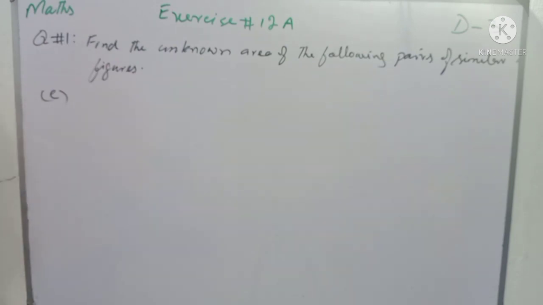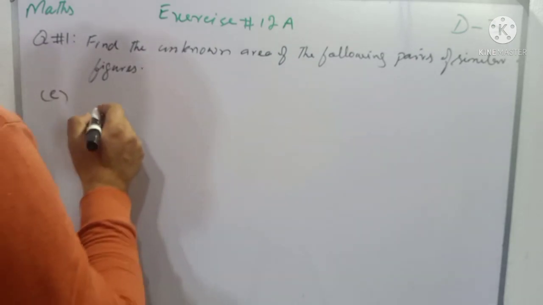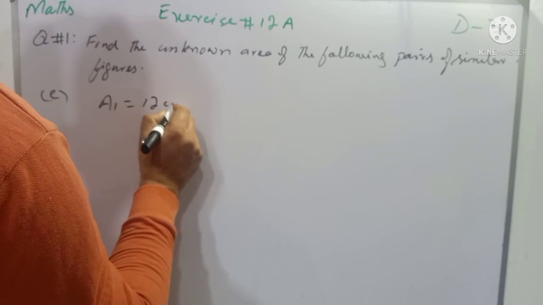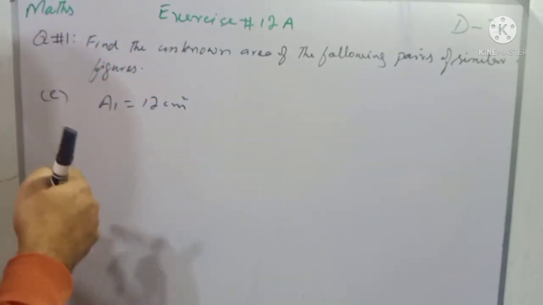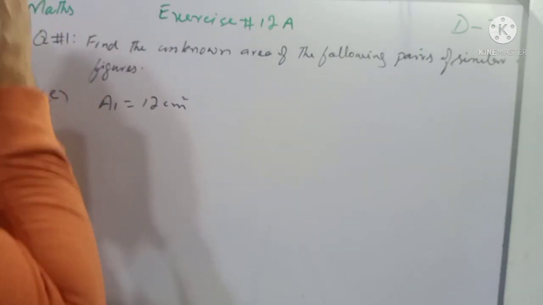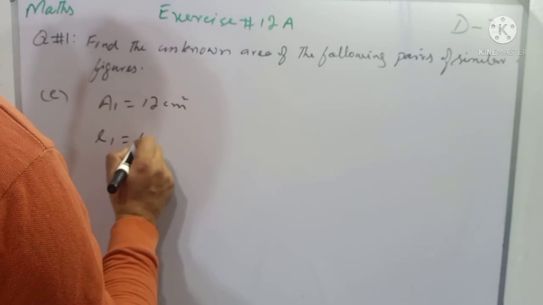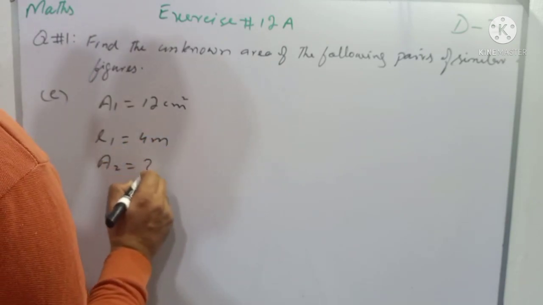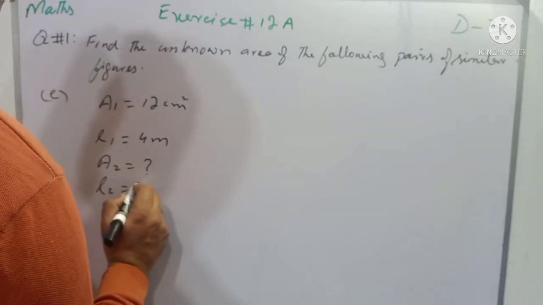Again students, there are two figures, two similar figures, and area of first figure is 12 centimeter square, whereas the top of the figure, or you can say the curve of the figure, is L1 and that is 4 meter, whereas area 2 we have to find, and length 2 is 6 meter.